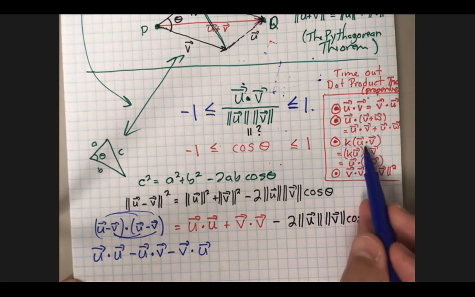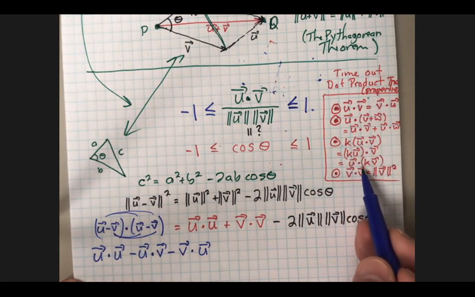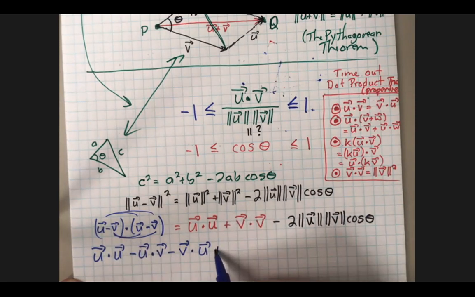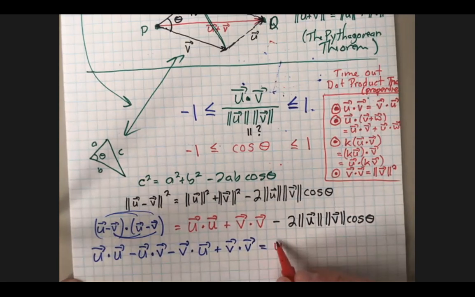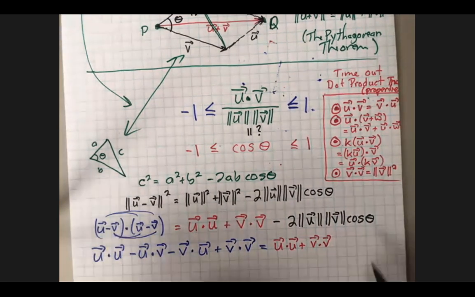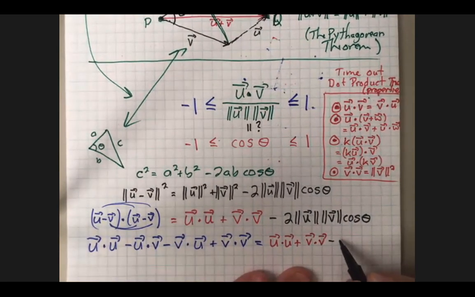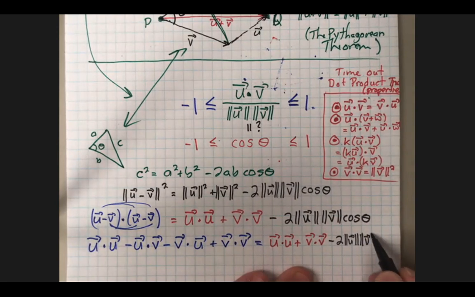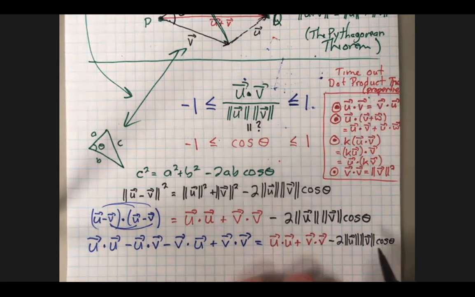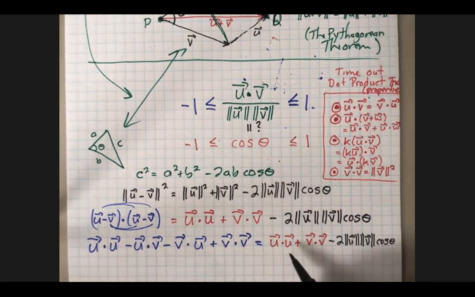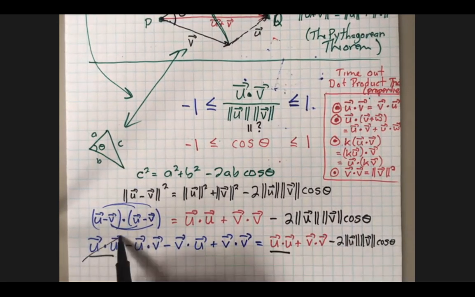Why? Because I can take any constants out of a dot product operation. I can factor out the two minus ones, make them positive, V dot V. And let me squeeze in the right-hand side, U dot U plus V dot V. Getting tight, but I'll insert minus two mag U mag V cosine theta. But now the magic happens because I have U dot U on both sides, cancel.